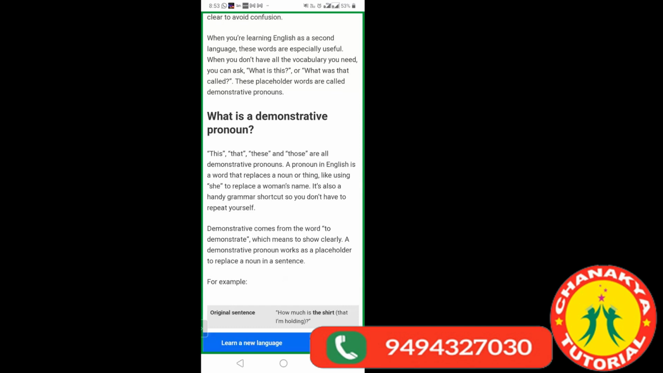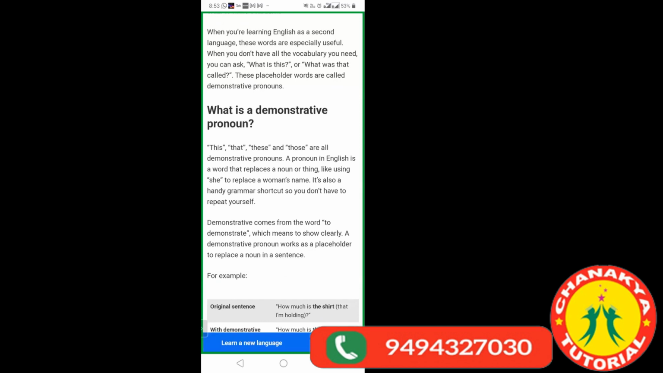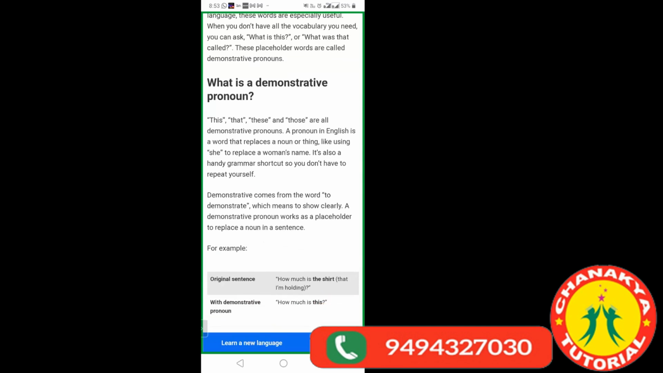A pronoun in English is a word that replaces a noun. So we know, everybody know, right? So pronoun is something that is going to replace the noun, like using she to replace a woman's name. So demonstrative comes from the word to demonstrate. What do you mean by demonstrative? Normally the meaning of demonstrative is showing something very clearly, right? Instead of telling, we will say demonstrate the experiment. So what do you mean by demonstrating? Like telling it very clearly. Instead of just telling it for a normal thing, tell them with all the steps, tell them very clearly. It's demonstrative pronoun, right?